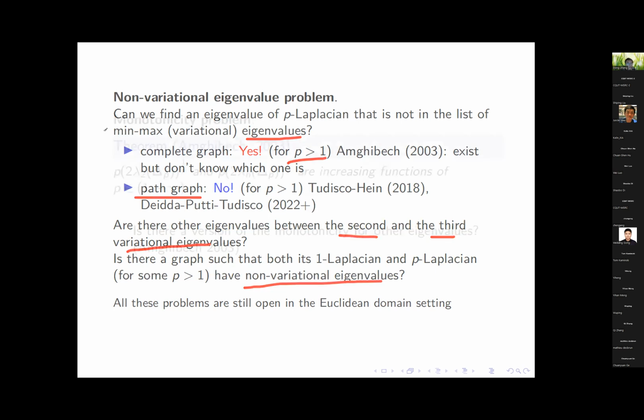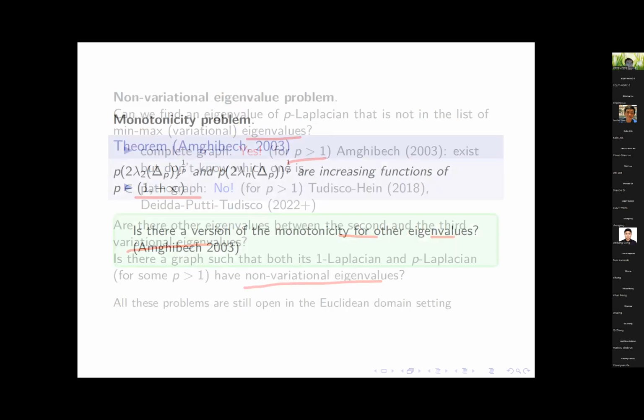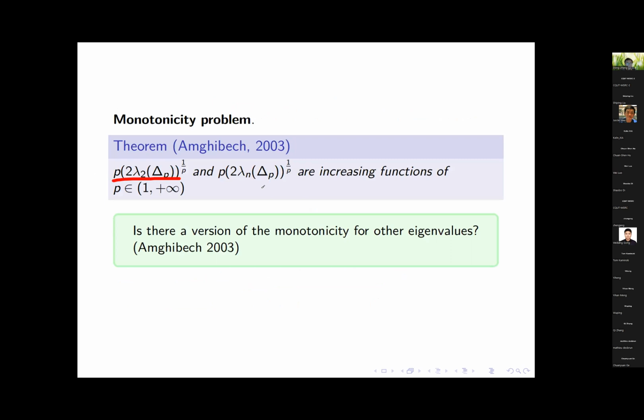Let's say the monotonicity problem. It is known that these functions involving the second eigenvalue and the last eigenvalue are increasing functions of p for p from 1 to infinity. So the author asked, is there a monotonicity for other eigenvalues?